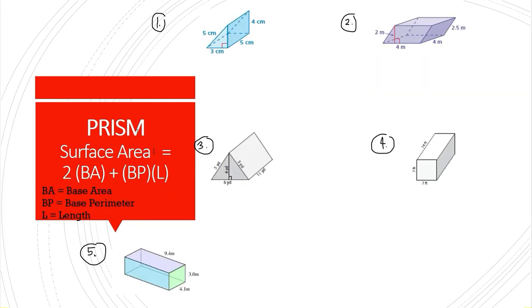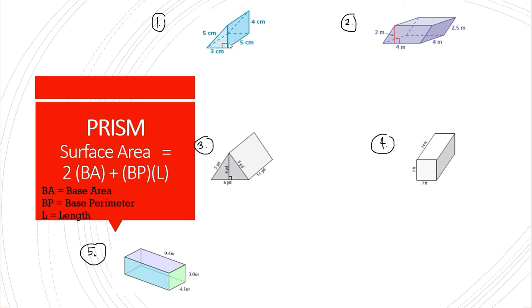What about if we have a prism? In the past video that I uploaded, I defined what a prism is. A prism has a cross section and it has flat surfaces. Also, the faces are not curved. So there are things that you have to consider when you have a prism. Now let's discuss how to find the surface area. There is a shortcut to find any prism's surface area. It is 2 times base area plus base perimeter times the length. BA is base area, BP is base perimeter, and length is L.